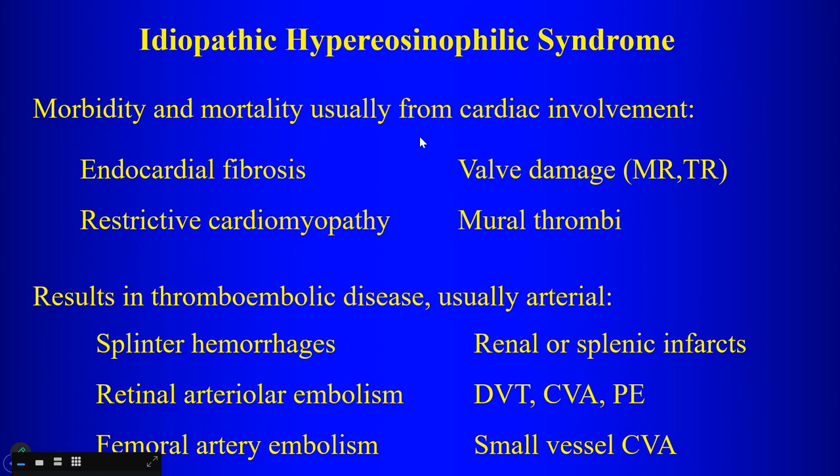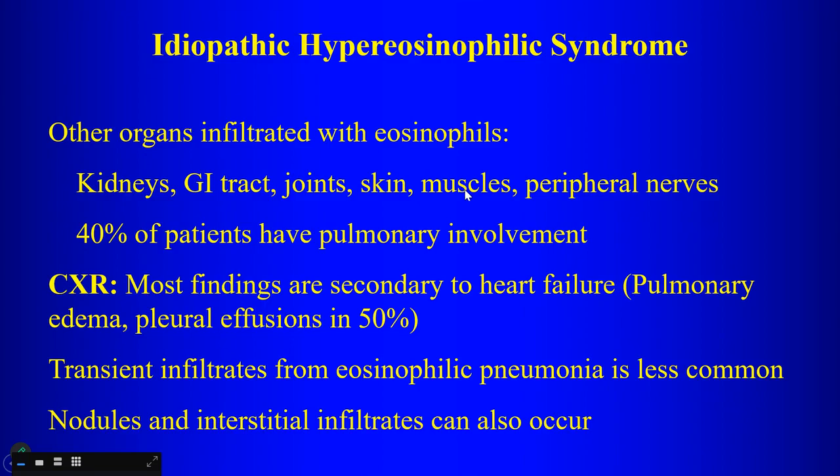Mortality is usually from cardiac involvement, endocardial fibrosis, which can lead to restrictive cardiomyopathy, mural thrombi, and valvular damage. They can also develop thromboembolic disease, usually arterial, resulting in all kinds of other problems in these patients. So all of these organs can be infiltrated with eosinophils.